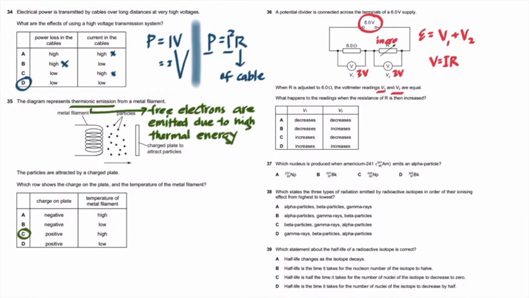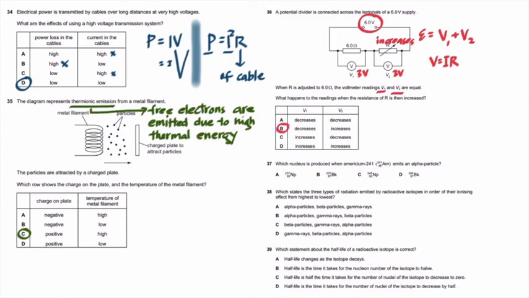Now, when this is increased, the current through both resistors remains the same, because they are in series. But the V2 here will be larger because it now has larger resistance. V is equal to IR. At higher resistance, higher voltage reading. The answer is B.